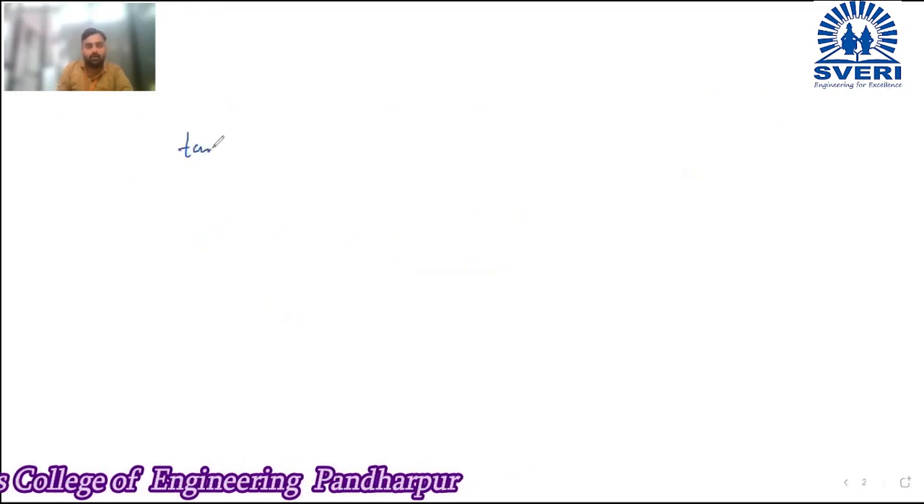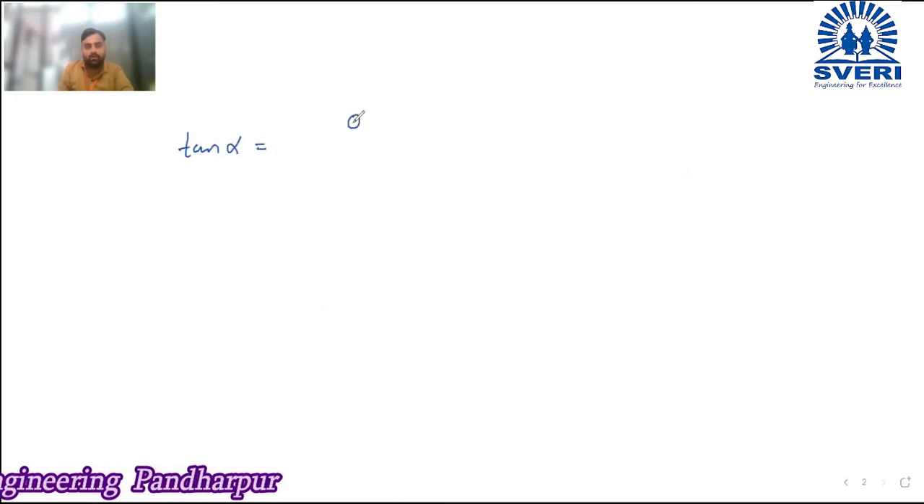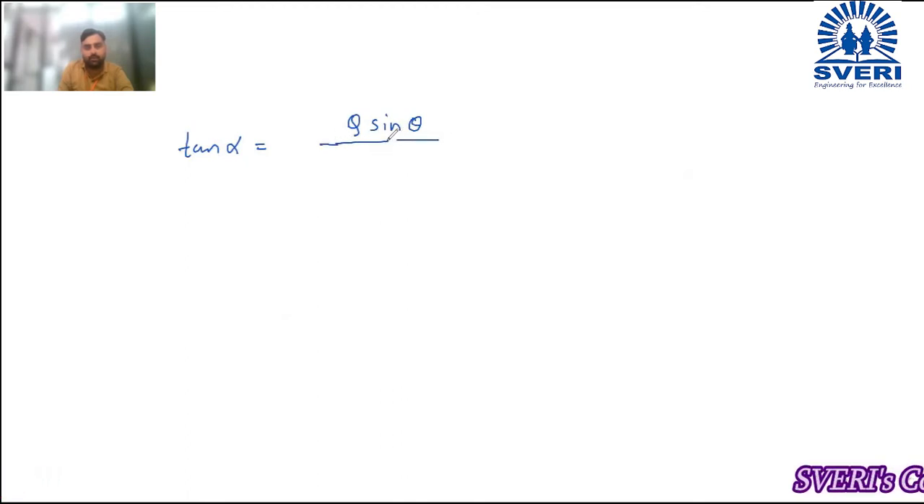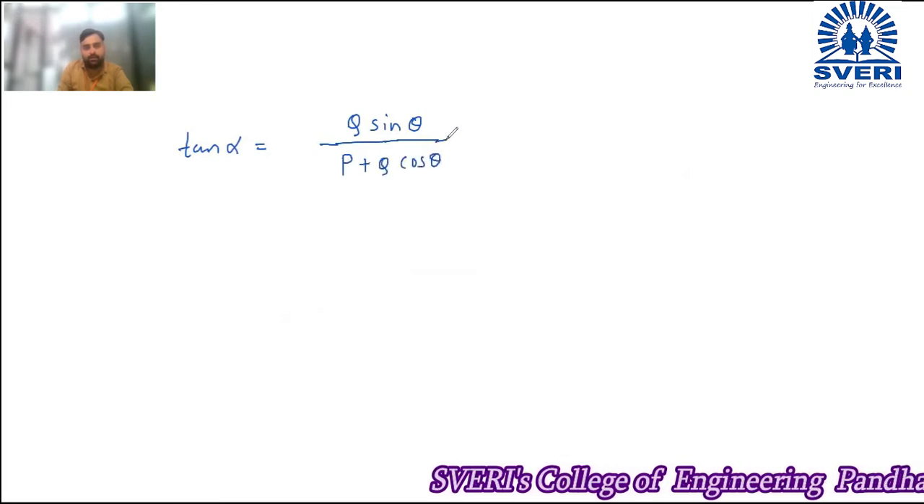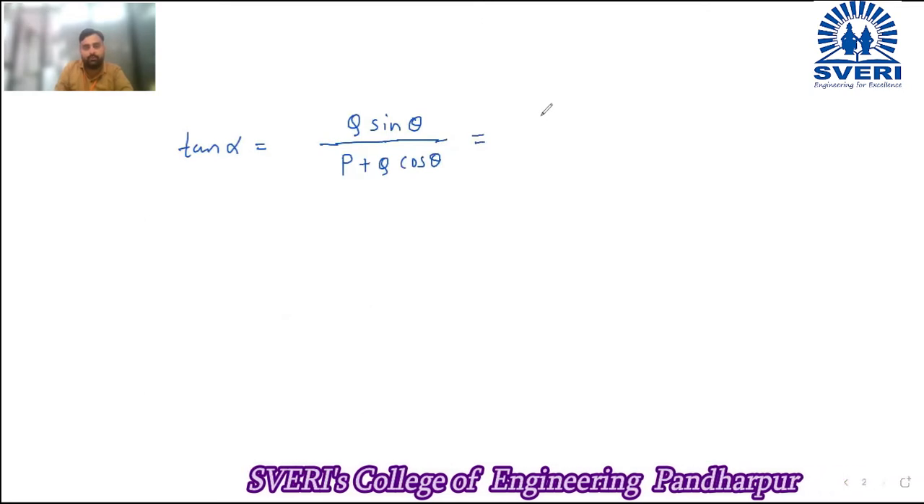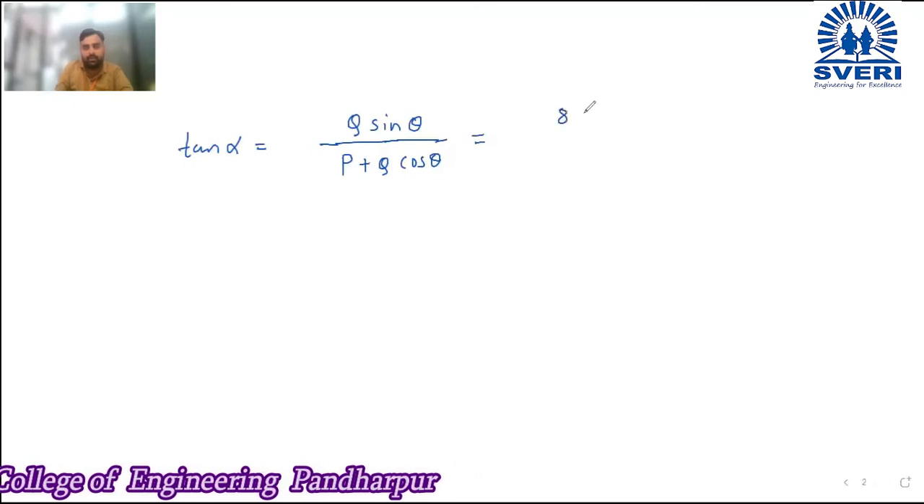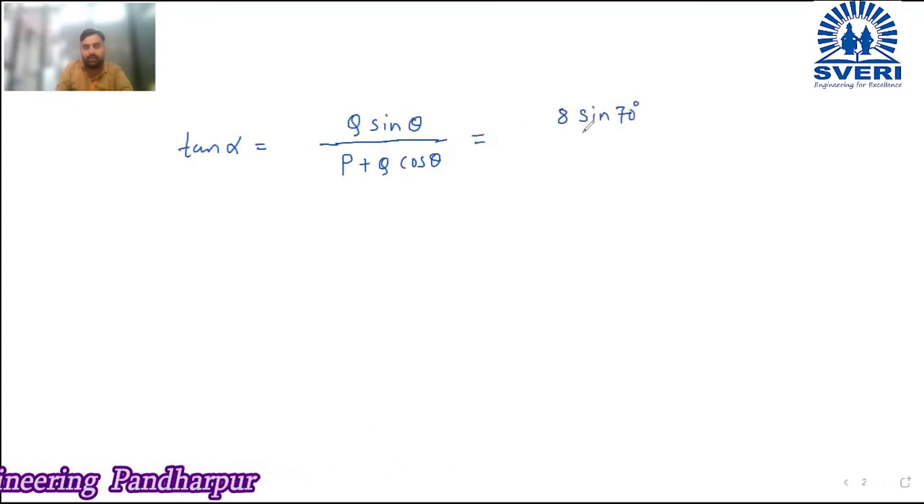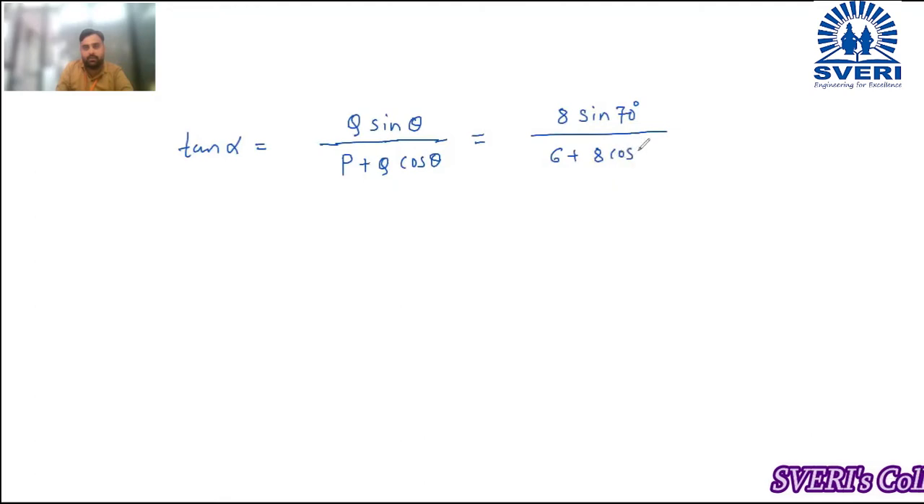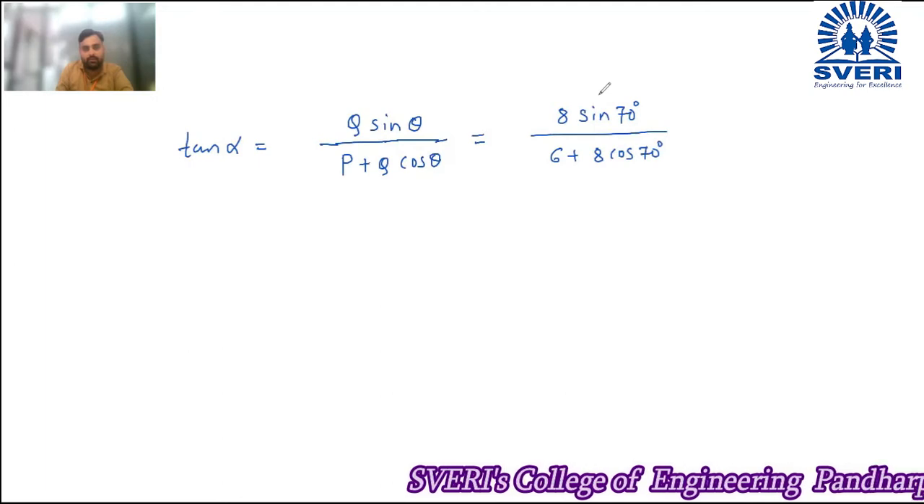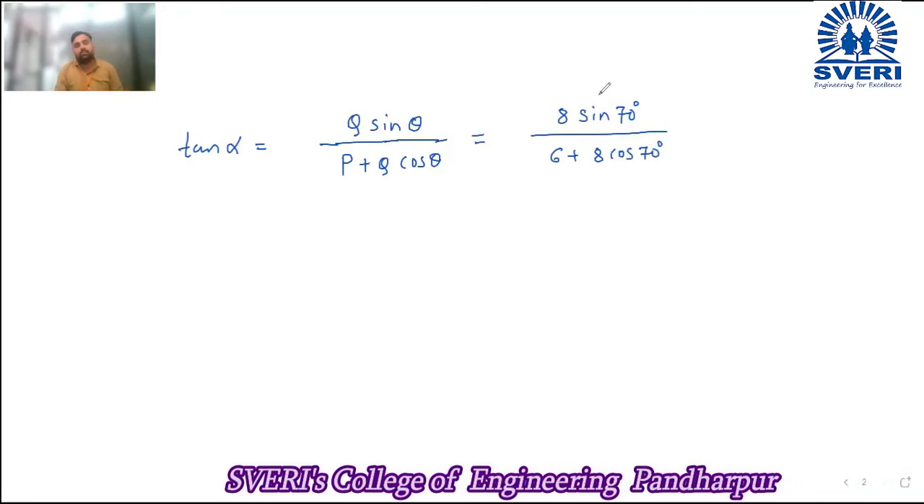So tan alpha is equal to Q sin theta divided by P plus Q cos theta, which is equal to, what is the value of Q? Q is 8, P is 6. So 8 sin 70 degree divided by 6 plus 8 cos 70 degree. Okay, you solve this.